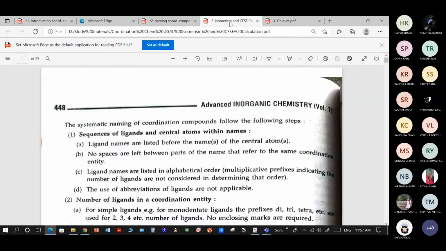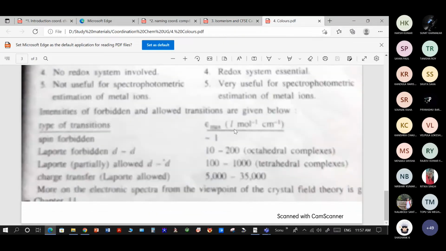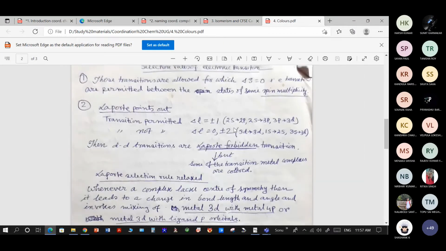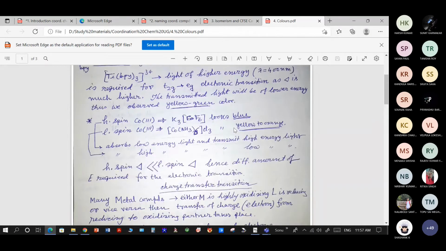And then the isomerism and CFSE, that is also posted over there, and I am going to discuss this one with you in detail. Then optically active compounds, how easily you can say whether a compound will be optically active or not. And then the last one will be the colors. So all these things. So this is my handwriting part, and only 2 pages are there.